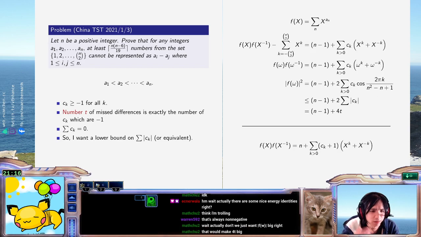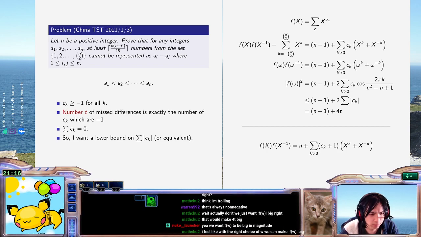Yeah, you want absolute value of f to be big. You just want omega to be such that the absolute value is big. Alright, so this is the same identity. I'm not that optimistic that you can force it to be large. Maybe you can, I don't know. I don't know anything anymore.